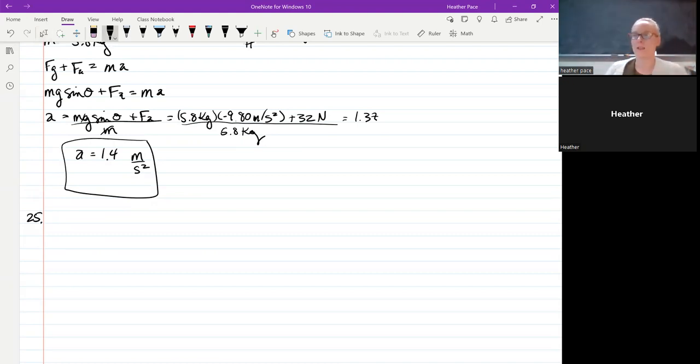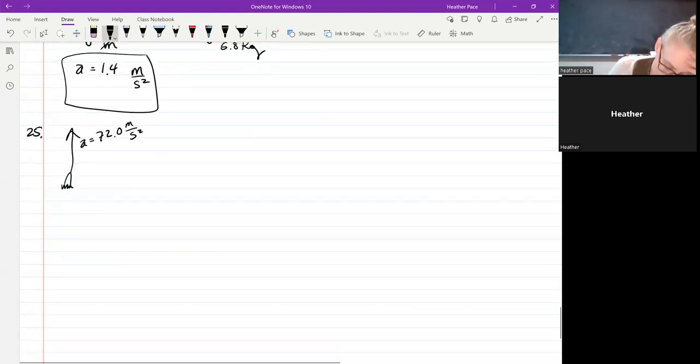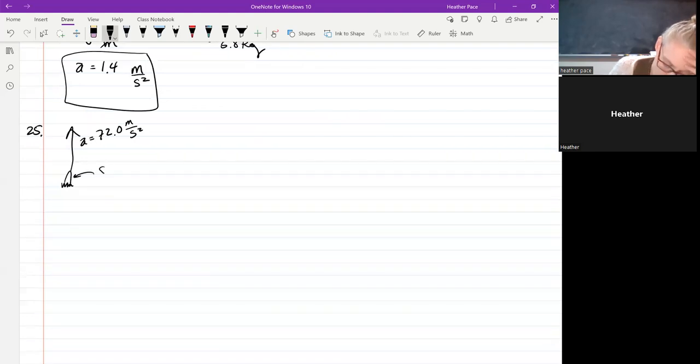25 says, a rocket takes off from Earth's surface, accelerating straight up at 72.0 meters per second squared. We get a little rocket. Calculate the normal force acting on an astronaut of mass 85.0 kilograms. All right, so we've got force going up with acceleration. We've got mg going this direction.